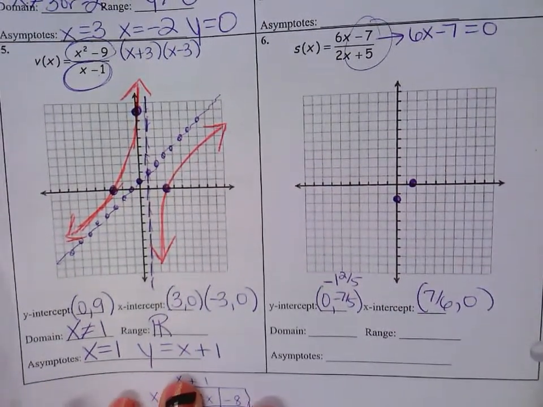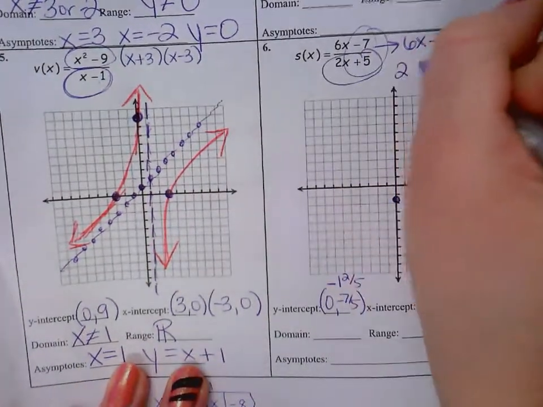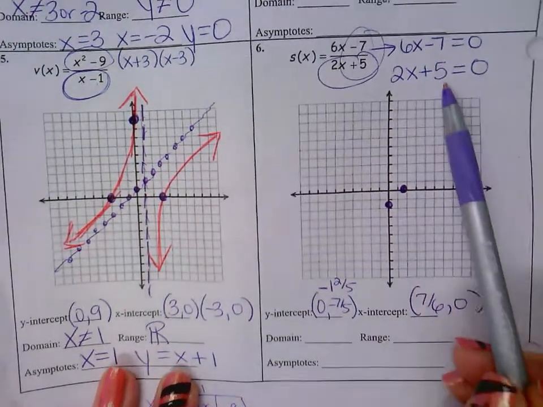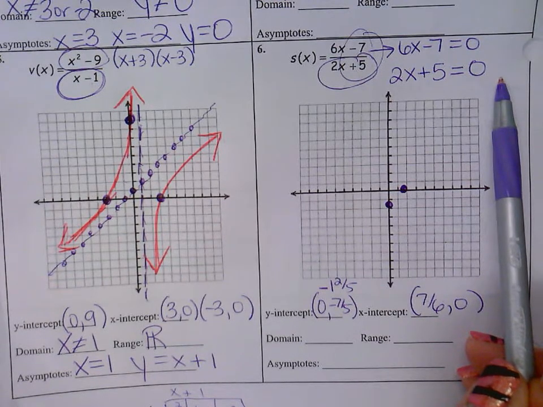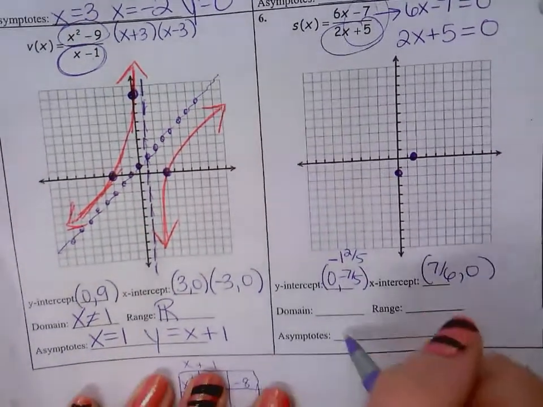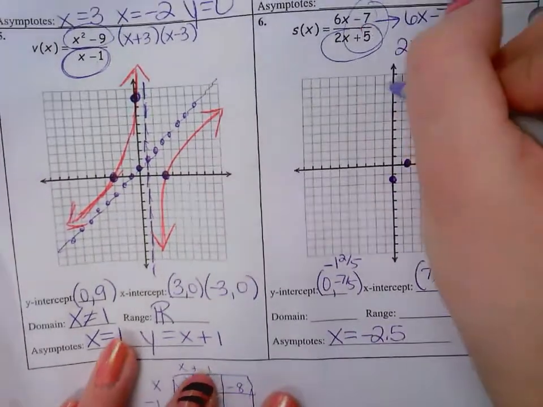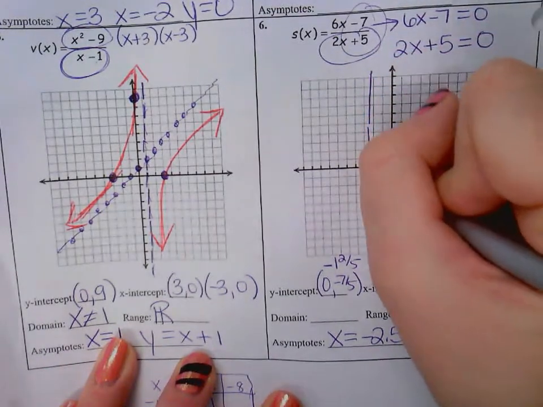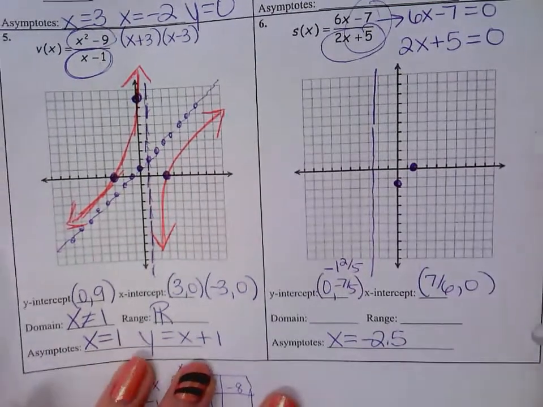Skip domain and range, your asymptotes. What will make 2x plus 5 equal 0? So I would subtract 5 to the other side and then divide by 2. So -2.5. A lot of decimals on this one. X equals -2.5. So put that vertical asymptote right between -2 and -3.